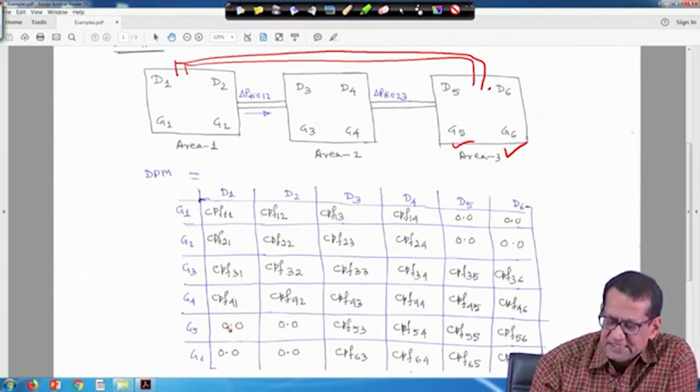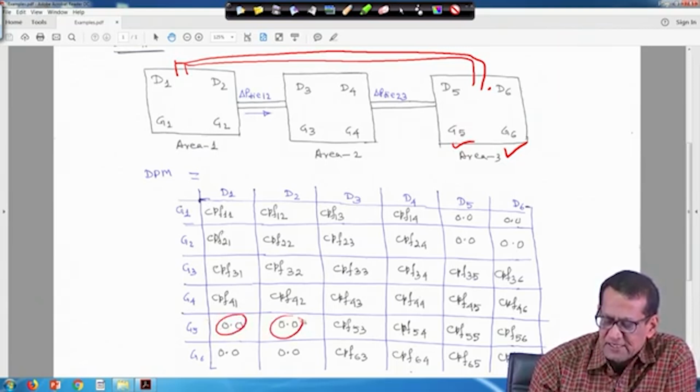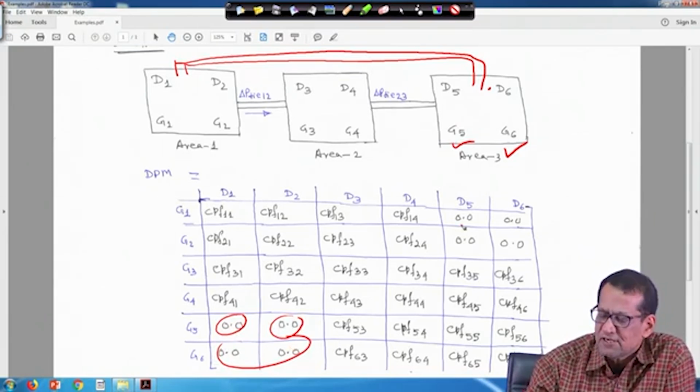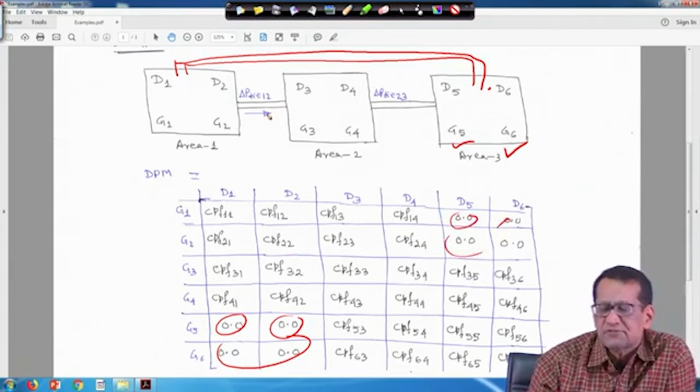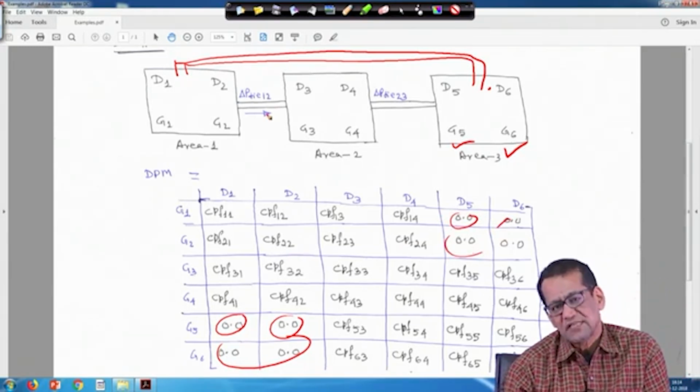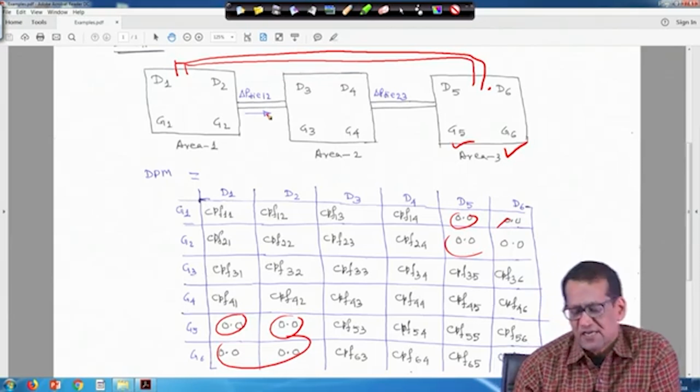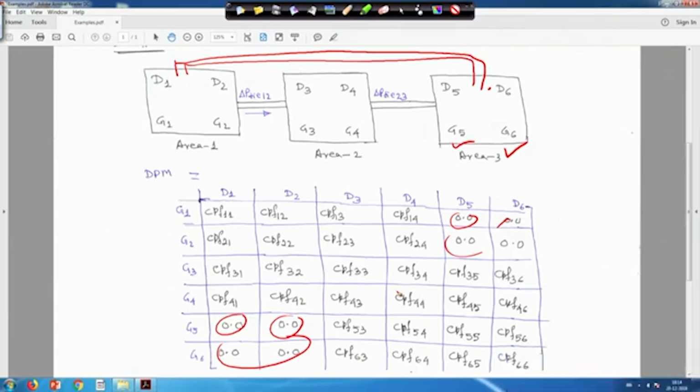That means, at that time this matrix need not be 0, it will be a full matrix: CPF 5 1, CPF 5 2 and CPF 6 1, CPF 6 2. Similarly, here also it will be CPF 1 5, CPF 1 6, CPF 2 5 and CPF 2 6, right. But after that, a distribution company may not have contact with all the generation companies. So, some of the elements may become 0, right.